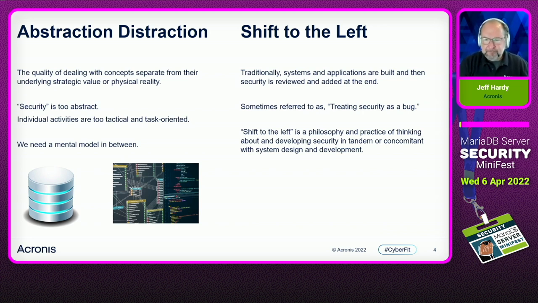The second thing is, if you're in software development at all, you've been hearing the term shift to the left. Long term, I've been around a while. Look at all the gray in my beard. I've been around a while in this business. Traditionally, security is something that we deal with at the end, after the project has been done. This is the history of development. You build your application, you make sure it works, and then you go through and you fix the security in it. It's sometimes referred to as treating security as a bug. You build your application, and then you fix things afterwards, like you're fixing bugs, right?